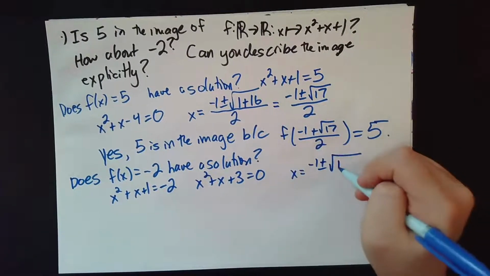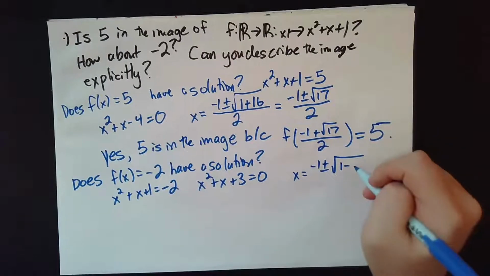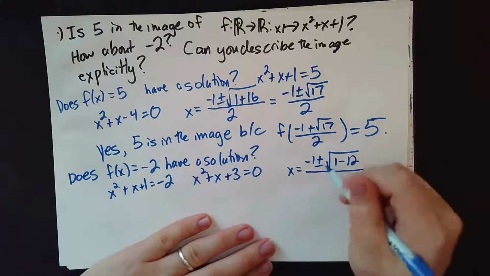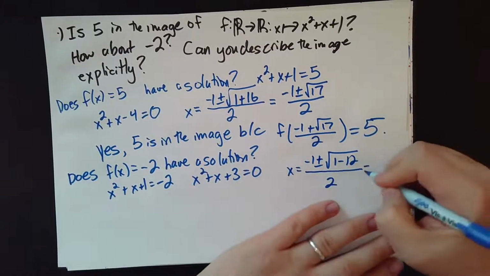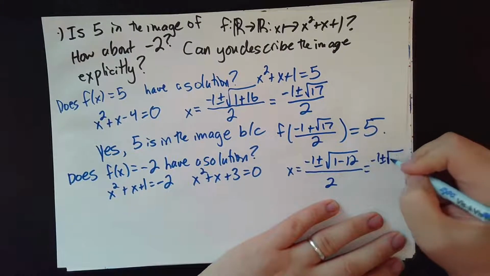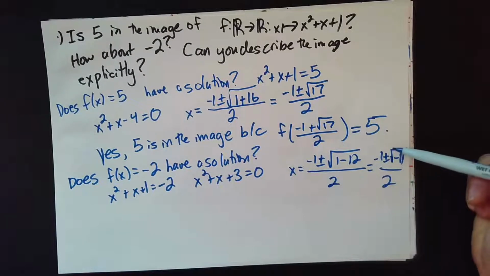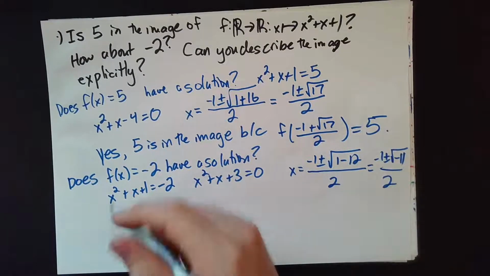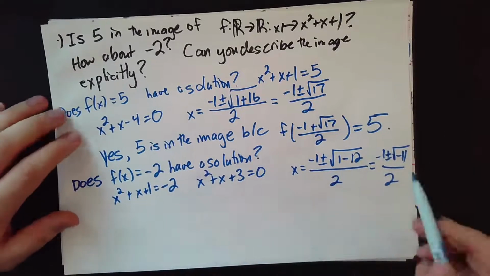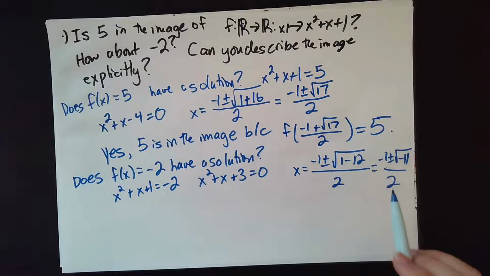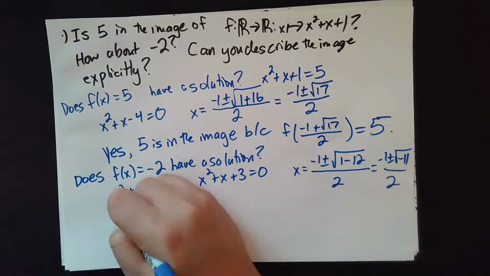1 minus 12 over 2, which is minus 1 plus or minus the square root of minus 11. This is not a real number. So since this equation has no real solutions, that tells me that negative 2 is not in the image.